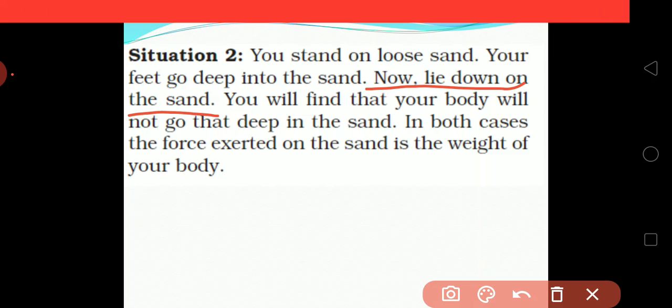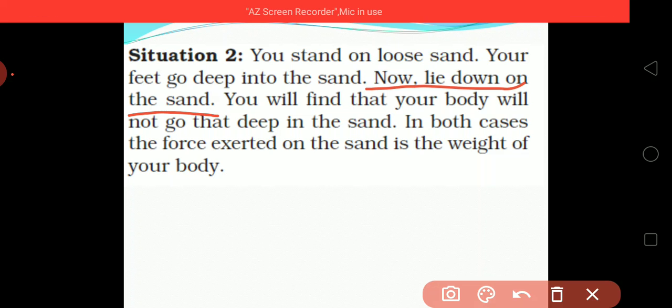Once again, I am repeating: in the first case we are standing on loose sand, and our feet go deep into the sand. In the same way, now we are lying down on that sand. The sand is the same, but now we are lying down on it.